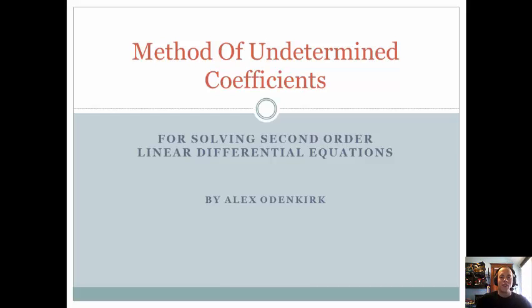Hello, my name is Alex Odenkirk, and today I'm going to be showing you how to use the method of undetermined coefficients to solve second-order linear differential equations.